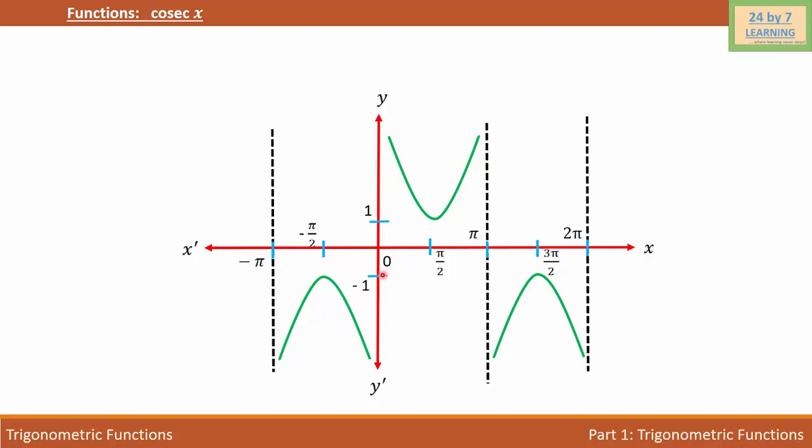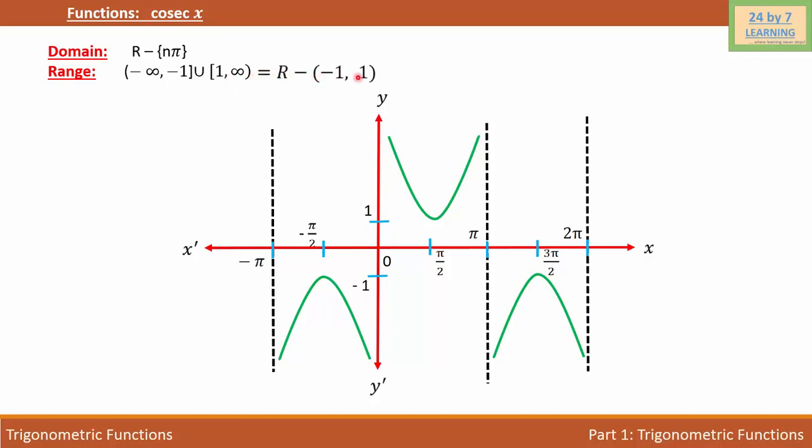Now let's consider the domain of the cosecant function. So the domain of the cosecant function is R minus n pi, because the cosecant function is not defined for the multiples of pi. As you can see, the cosecant function is not intersecting at any of these vertical lines. The range of the cosecant function is negative infinity to negative 1 union 1 to infinity, which simply means that it's R minus negative 1 and 1.